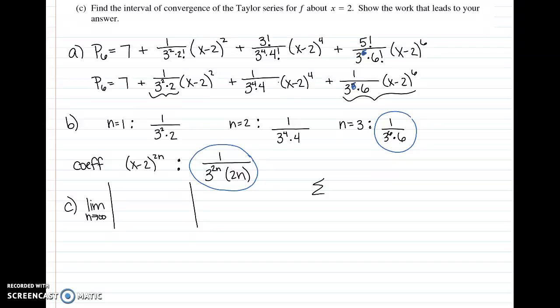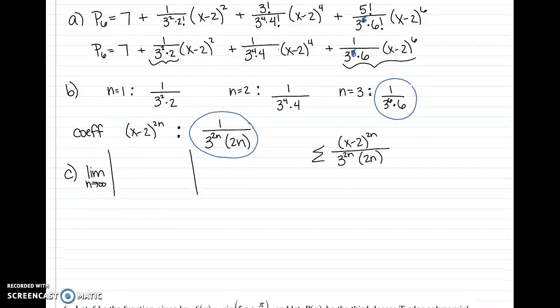So our series then looks like x minus 2 to the 2n, and then the coefficient is 1 over 3 to the 2n times 2n. Okay? So using what we got in part B, we're able to write the general term, which lets us find our ratio test.